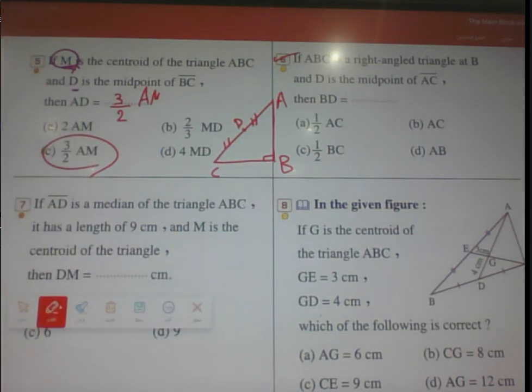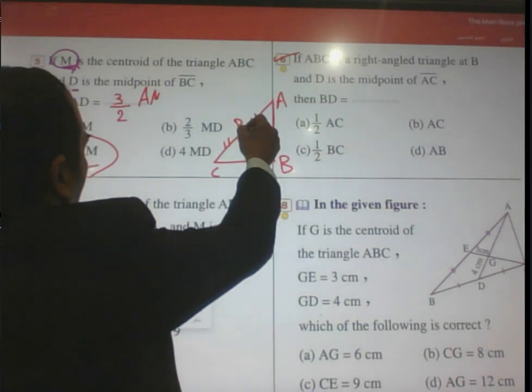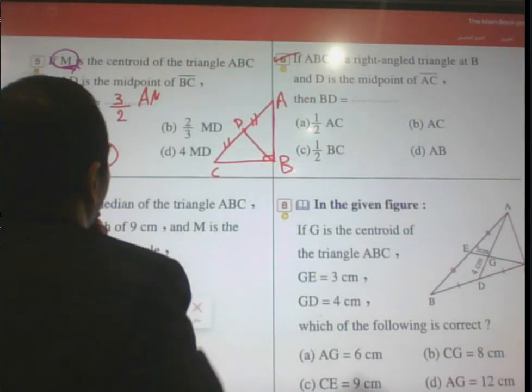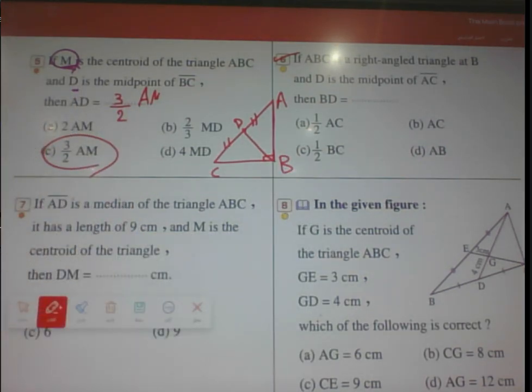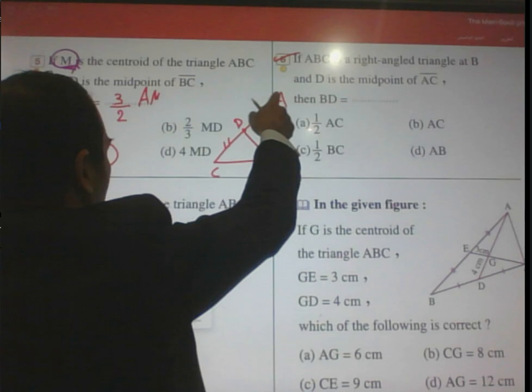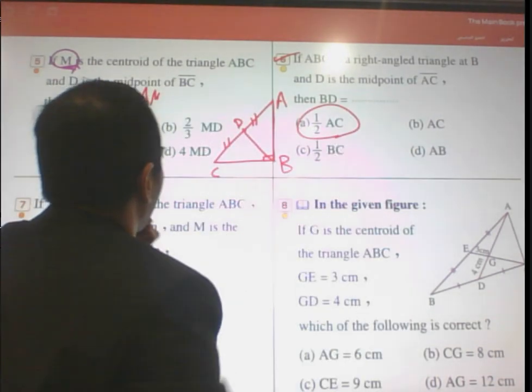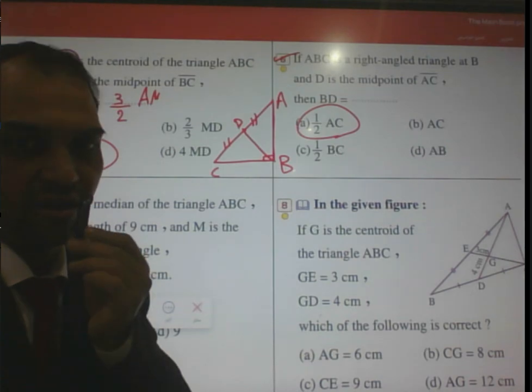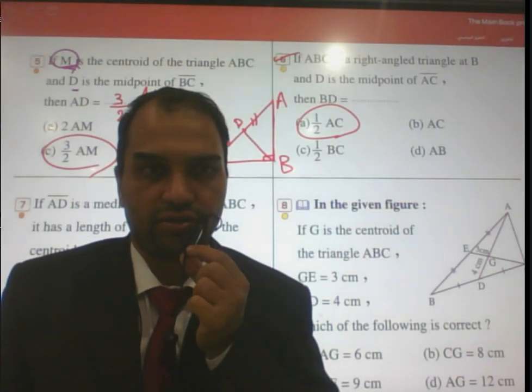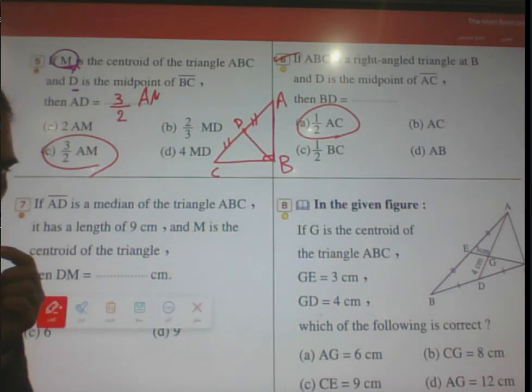Then BD equals, he wants to find BD, the median. The median in a right angle triangle is half of the hypotenuse. BD is half of AC. Okay, the length of the median in a right angle triangle will be half of the hypotenuse. Okay, my students, the result will be letter A.